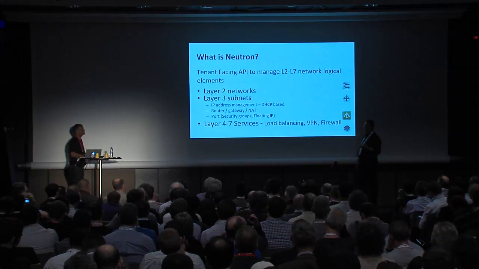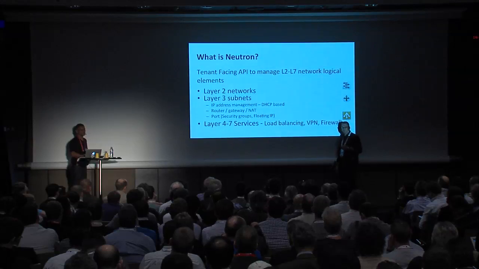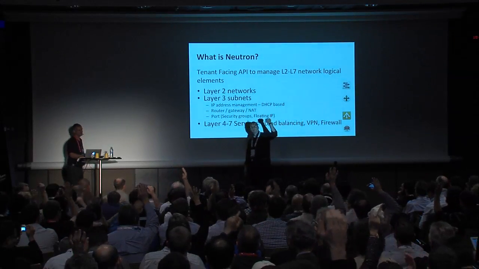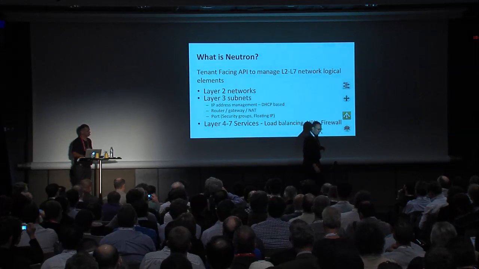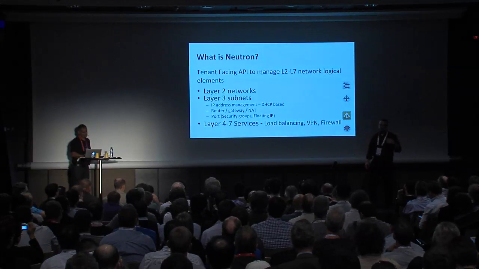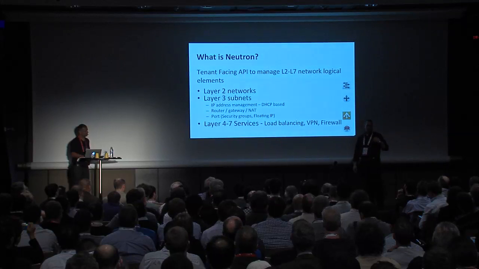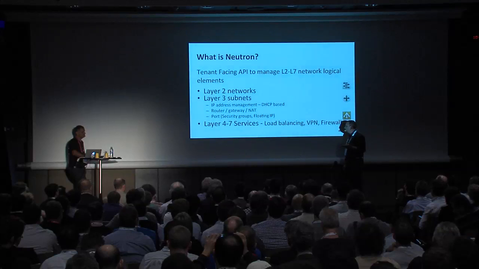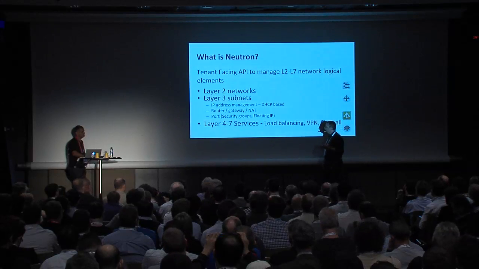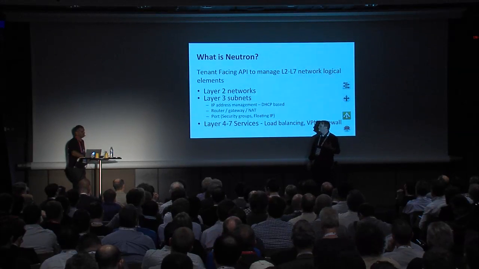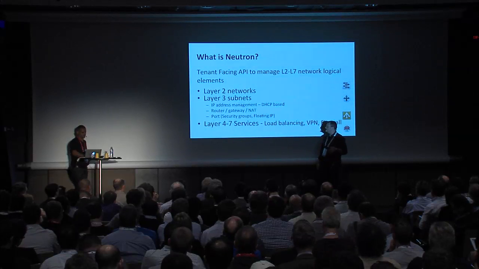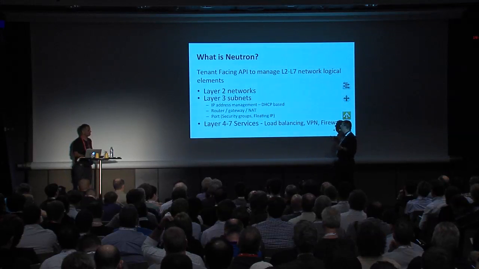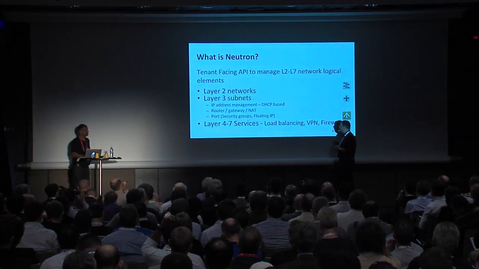So what's Neutron? And again, how many in the crowd have used Neutron or are aware of Neutron? Okay, so I'm going to do it very, very quickly. Neutron, in essence, gives tenants an API to deliver everything you would expect from a networking function, whether that's the isolation of layer 2 networks, or the capability to define layer 3 subnets, including IP address management, router, gateway, and security. And now, with the introduction of advanced services, there are capabilities such as load balancing as a service, VPN, and firewall. Okay?